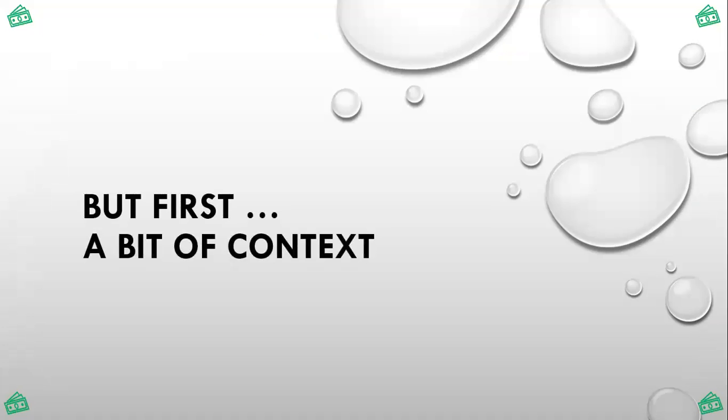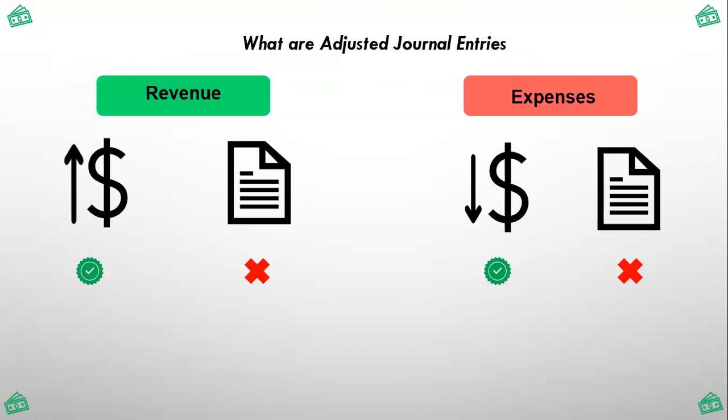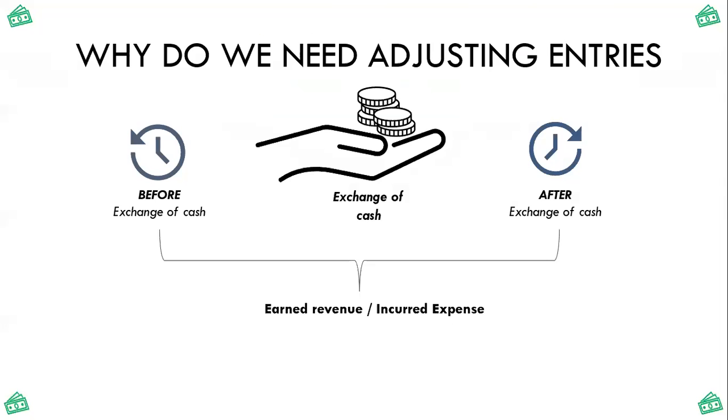Adjusting journal entries are entries made in the general journal to record revenues that have been earned but not yet recorded, and expenses that have been incurred but not yet recorded. This is based on the accrual basis of accounting, where revenues are recorded when they are earned and expenses are recorded when they are incurred. All of this plays a pivotal role within the world of business because the exchange of cash does not always coincide with the earning of a revenue or incurrence of an expense.